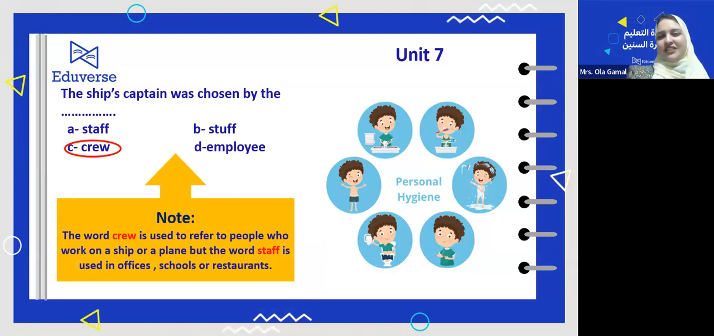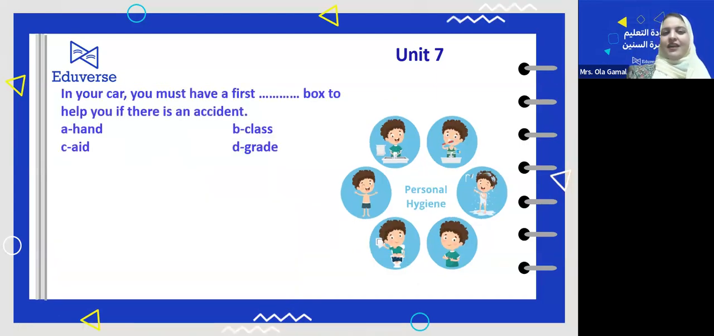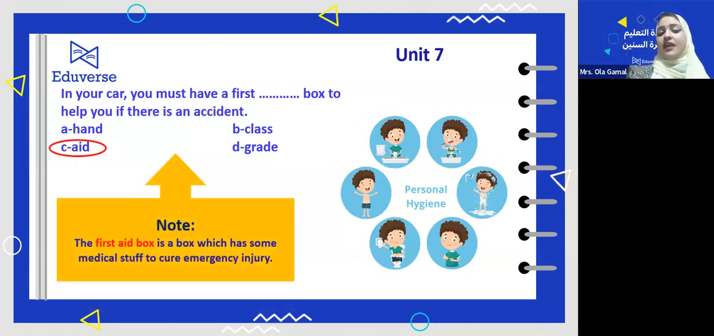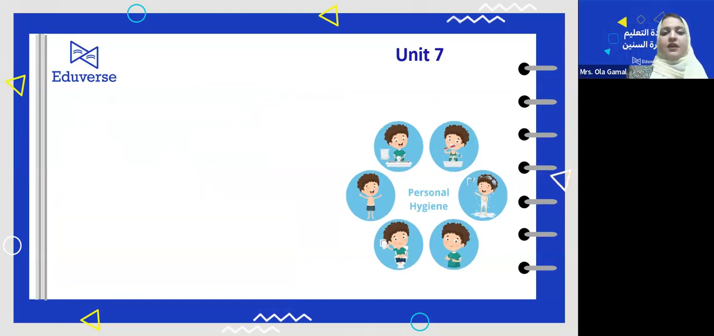Let's move on to the next question. In your car, you must have a first what box to help you if there is an accident or if there is an emergency. As we said, we have to get a first aid box. A first aid box is a box which has some medical stuff to cure emergency injury. And let's move to the other question.